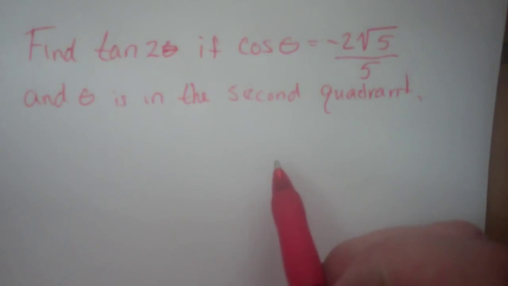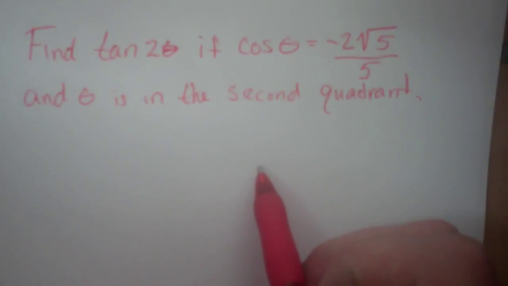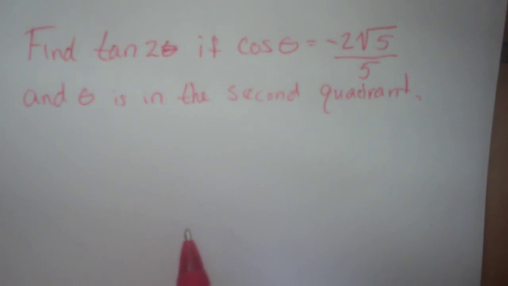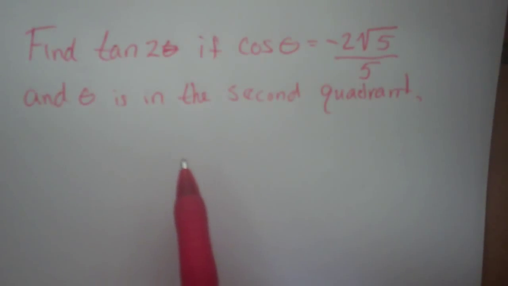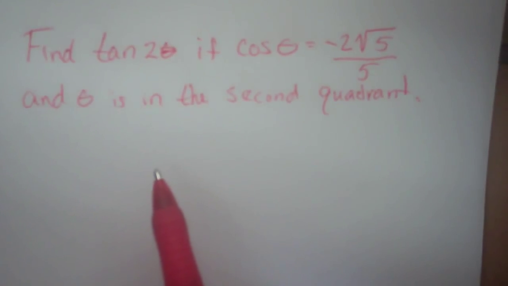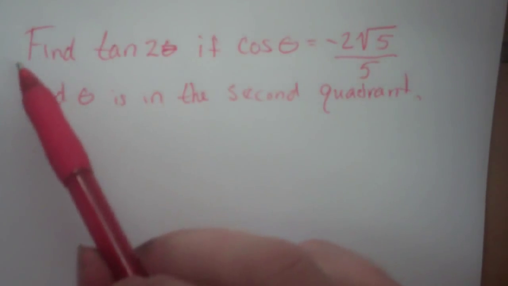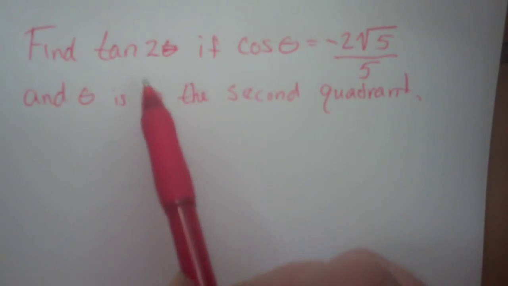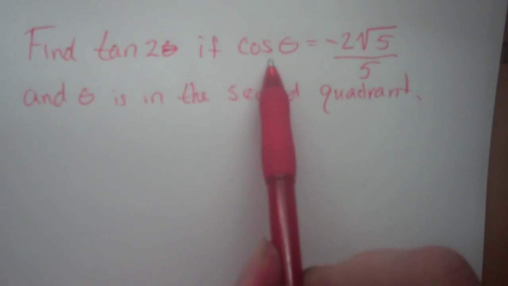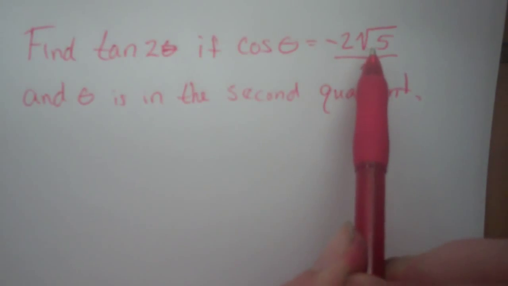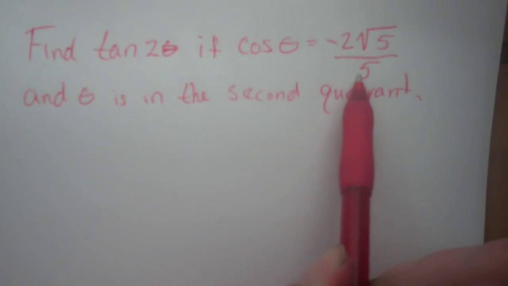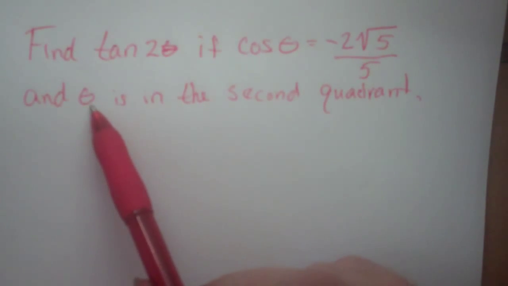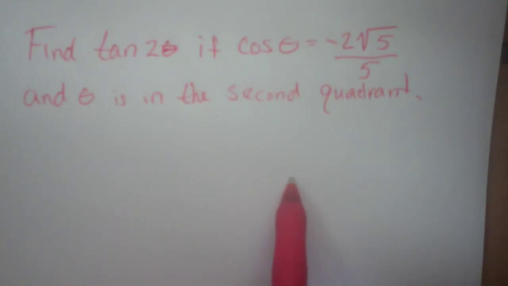In this video, we're looking at how we can use trigonometric formulas, the type of formulas that you find on the back of the Regents exams on the reference sheet. Now, this problem says, find the tangent of 2 theta if the cosine of theta is equal to negative 2 radical 5 over 5, and theta is in the second quadrant.